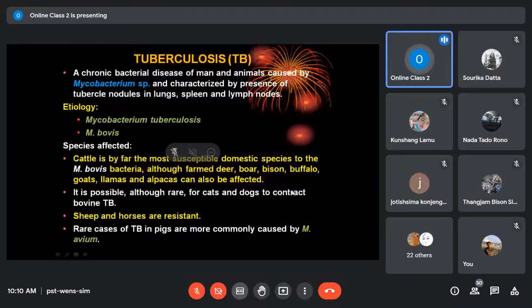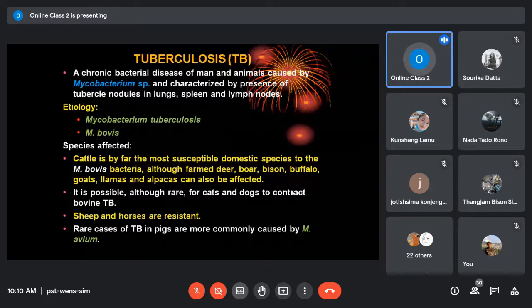Discuss some important bacterial diseases in brief. Okay, we cannot go into details of all these diseases. Time is very short. So I'm just picking up first the tuberculosis, TB in short. All of you might have heard about this disease in humans also.